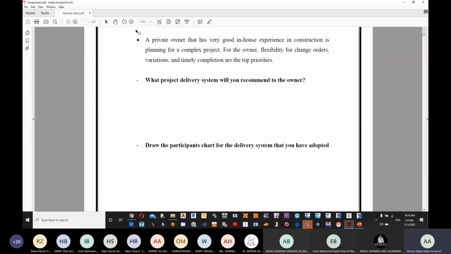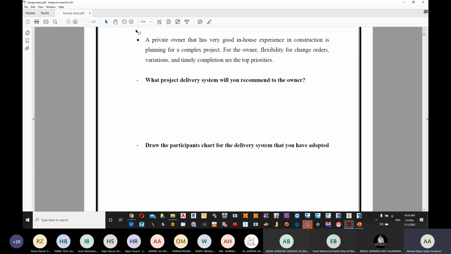So once again, what they have given us is that we are going to construct a certain type of project, which is a complex one. There should be flexibility for change orders. There should be a possibility for variations, or variations and change orders are the same. But one of the main priorities for the owner is that the project needs to finish very fast, because they say timely completion is a top priority. Now, which method of the three is going to best fit this particular question?